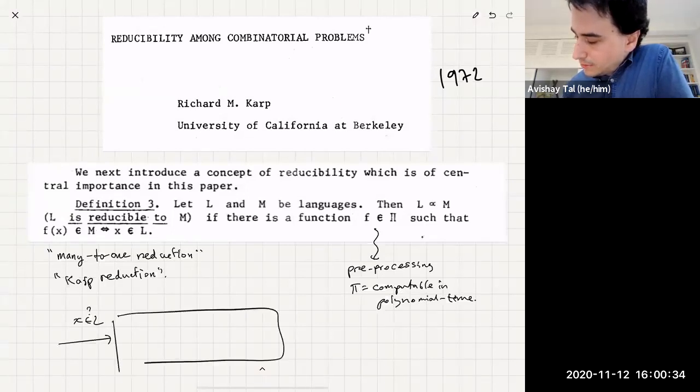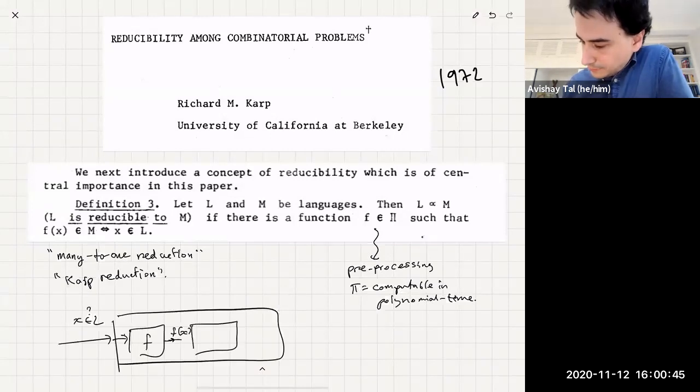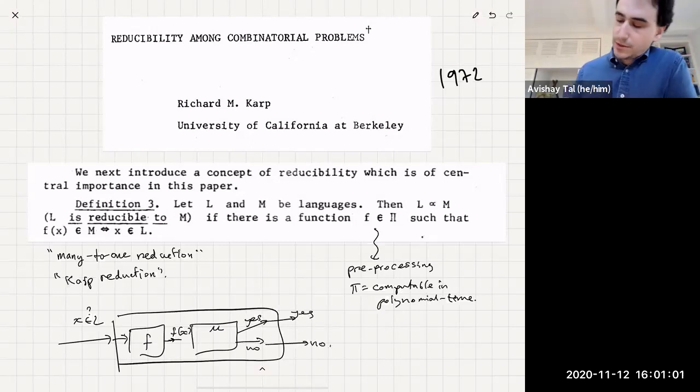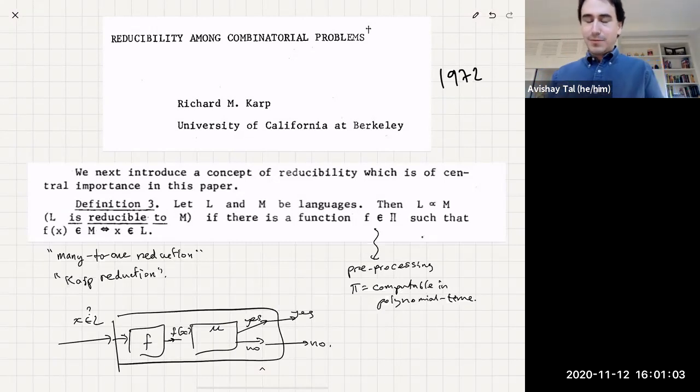So you do some pre-processing. You apply some function f. And then you ask this black box that solves the problem for whether some string is in the language M. If it tells you yes, you output yes. And if it tells you no, you output no. Okay, so you better have it that whatever M answers is the correct answer for x. So you better have it that x is in L if and only if f of x is in M.